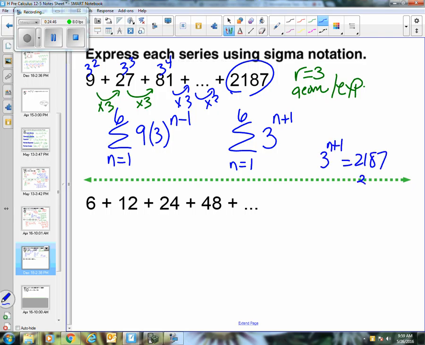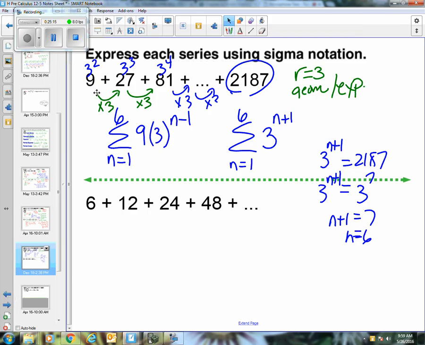Well, 2187, I believe, is 3 to the 6th power? 5th power. Let's see. Oh, no, 7th power. Let's double check. 2187, that would be 7th power, I believe. Yep. 3 to the 7th, double check on your calculator. So that means n plus 1 would have to be 7, so n equals 6. You could still figure out from that last term, but a lot of people think having a rule with just a single base would be easier.